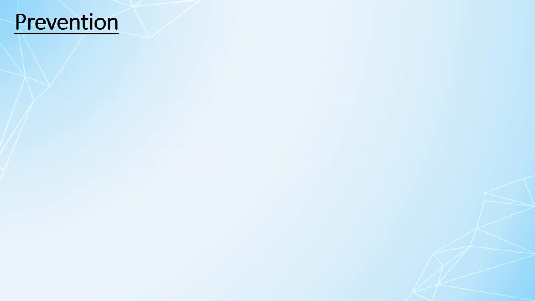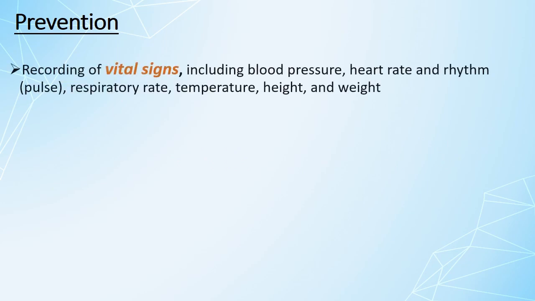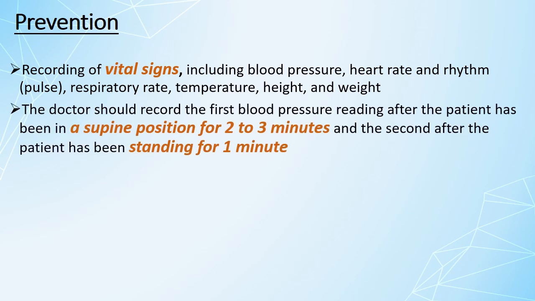Then prevention. So how do we prevent orthostatic syncope? Recording of vital signs should be done. And very important thing, recording of the blood pressure. The first reading should be taken when the patient has been in supine position for 2 to 3 minutes, and then a second reading has to be taken when the patient has been standing for 1 minute.